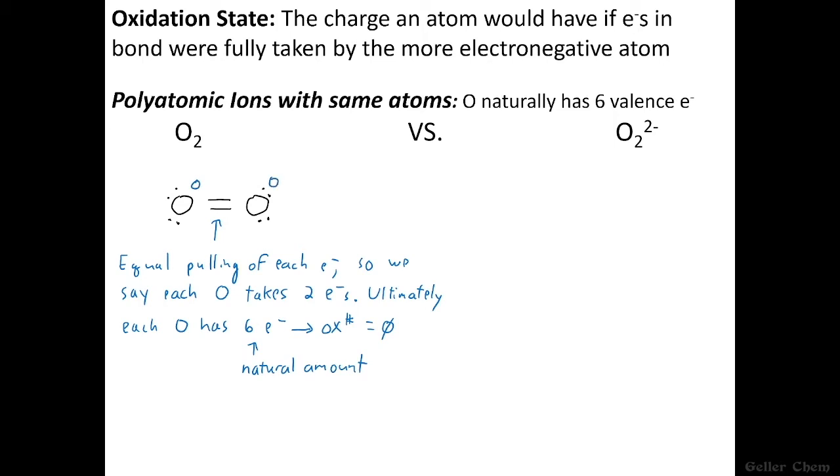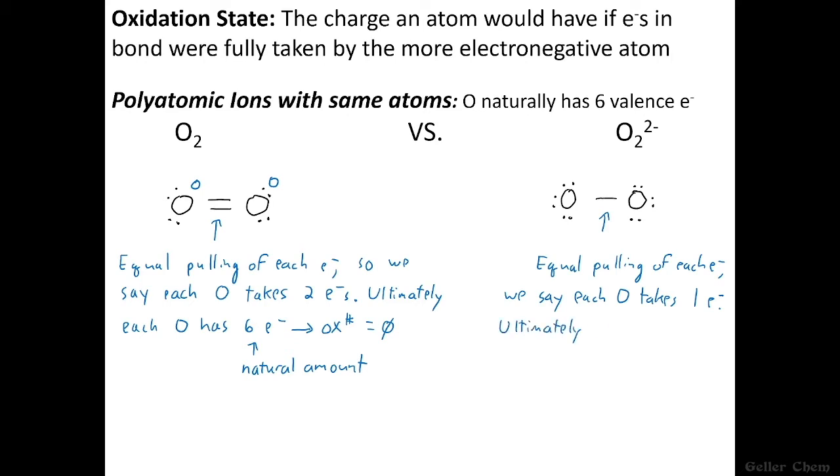Now for peroxide, we have this. O is single bonded to another O, and each oxygen has 3 lone pairs around it. So since we still have the same atom, we would still say that there is an equal pulling of each electron, but we would also say that each oxygen takes 1 electron, since there's only a single bond here, and ultimately each oxygen would have 7 electrons, the 6 from the lone pairs and the 1 that it's taking from this bond. But since oxygen naturally only has 6 valence electrons, it's like we're pretending that each atom has its own extra electron. Thus the oxidation state is -1. So hopefully that all makes sense.